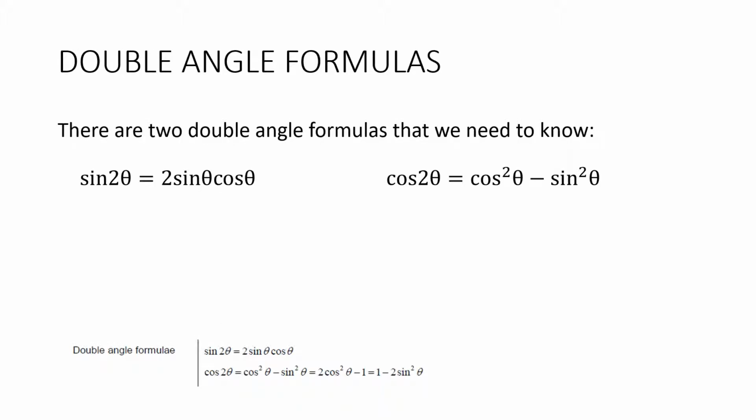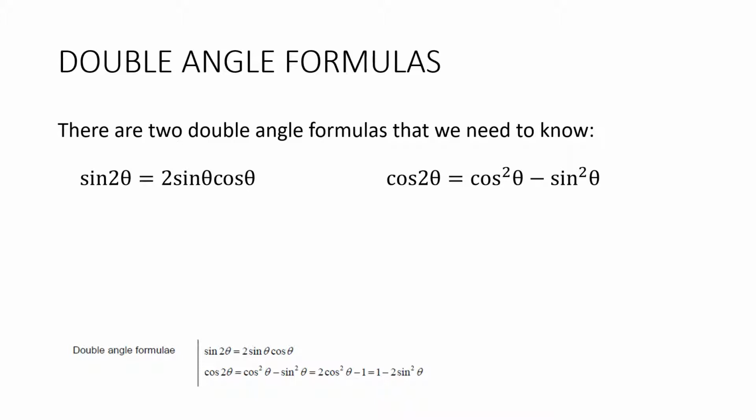Let's move on to double angle formulas. There are two double angle formulas that we need to know. Sine 2 theta is equal to 2 sine theta cos theta. These are both given for you, by the way, on your formula sheet. And cos 2 theta is equal to cos squared theta minus sine squared theta. I'm not going to go through why they are equal to that. You can look up the proof if you want to. But these are just two identities that you need to know and be able to manipulate.